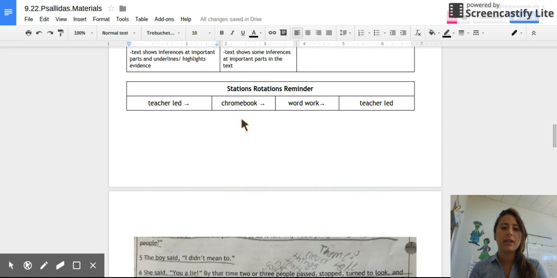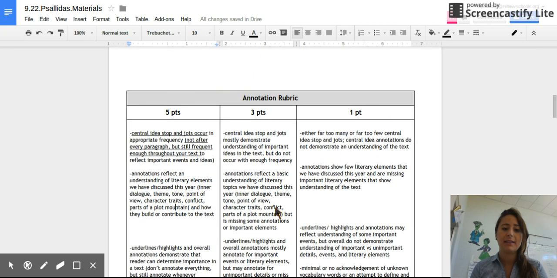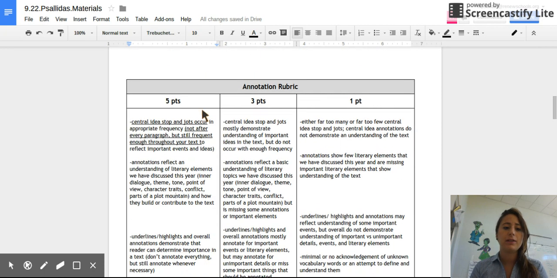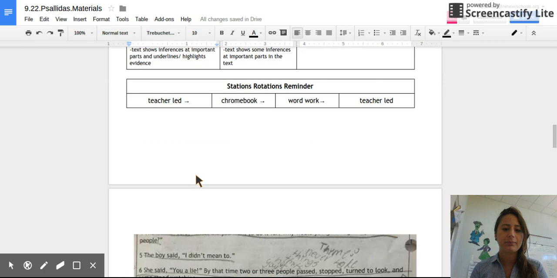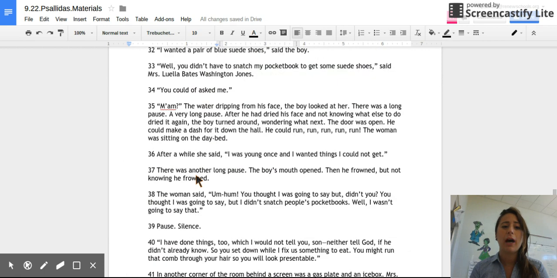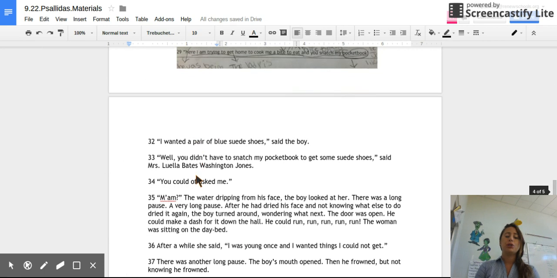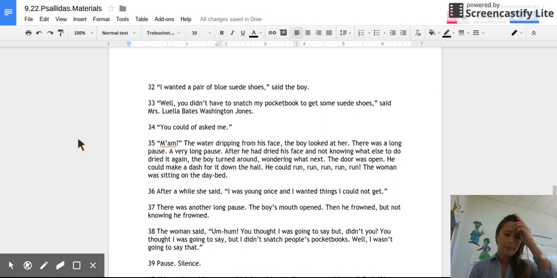Remember, your exit ticket today, again, is going to be the same rubric. When you finish annotating, you should be coming back to this to make sure you've done everything in this column to get a 5 out of 5. Follow along while I read. I will not be modeling anymore today. You should just be annotating those things on your own.